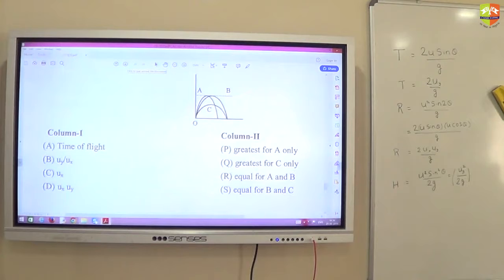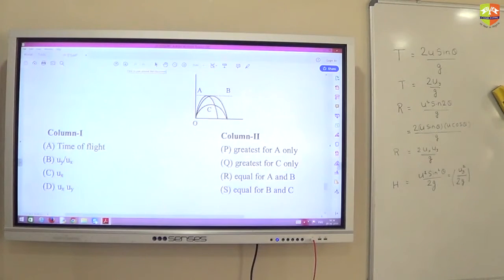See, B and C have the same range, right? So their angles should be complementary. Is it not that theta plus theta should be 90 degrees? And B has higher height, so its sine theta component should be more. That is why its cos theta component should be less. Okay. So it is written as for C.